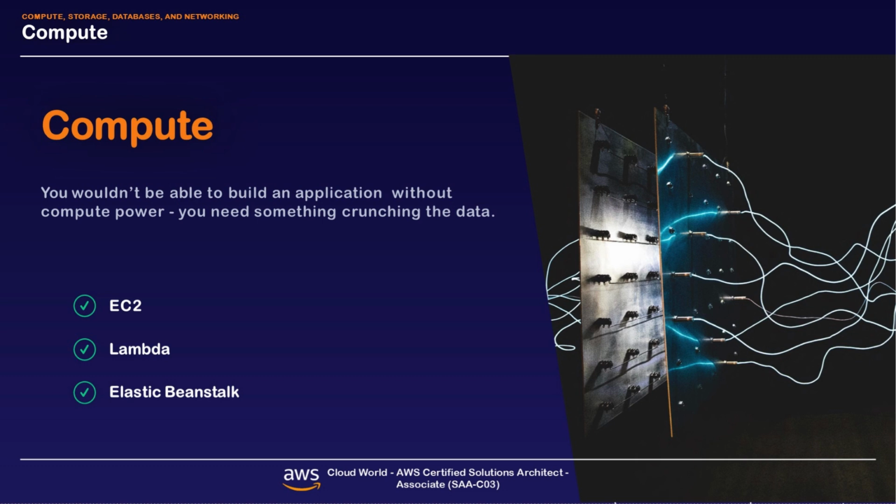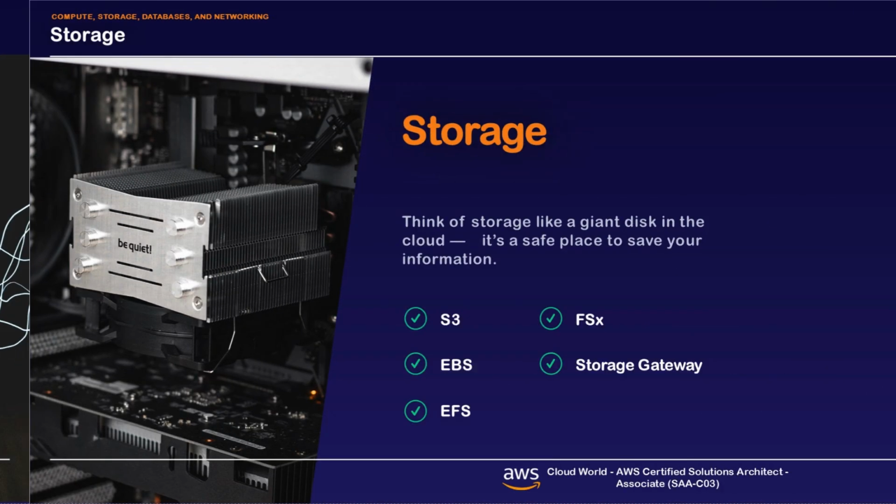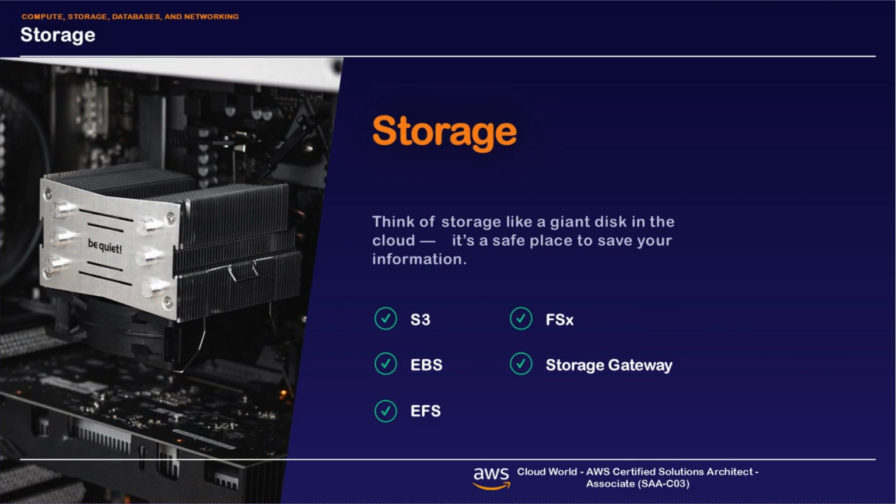Once we've computed our data, we need somewhere to store it. So storage. So think of storage as a giant disk in the cloud. It's a safe place to leave your information. And one of the key services, in fact, one of the very first services with AWS is our Simple Storage Service, which is always abbreviated to S3. You also have Elastic Block Store. This is basically a virtual hard disk that we attach to our virtual machines. We're going to learn a lot more about that. We have Elastic File Service, which is a way of storing our files centrally. We then have FSx, and we have Storage Gateway. We're going to cover all this off in a lot more detail as we go throughout the course.